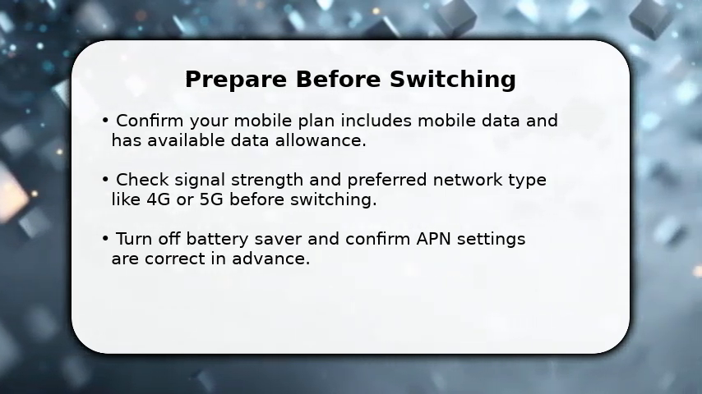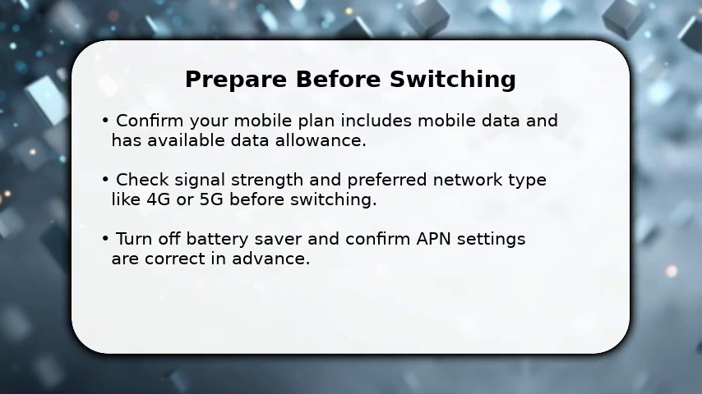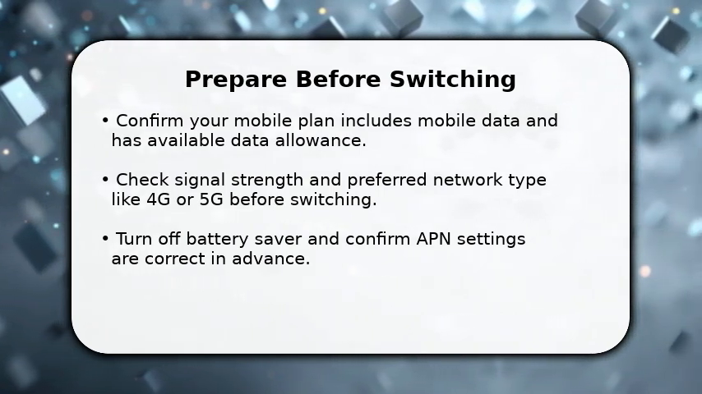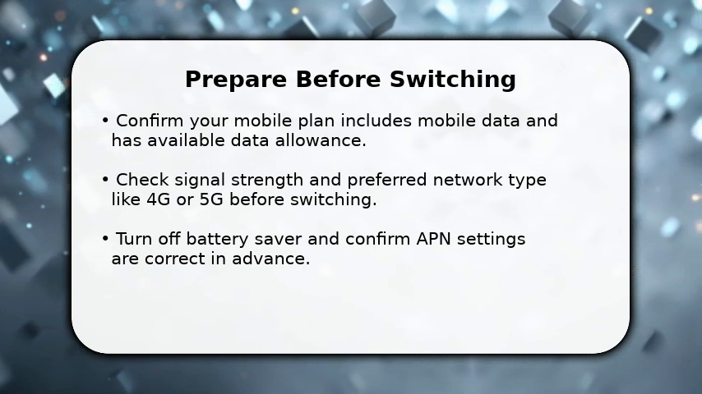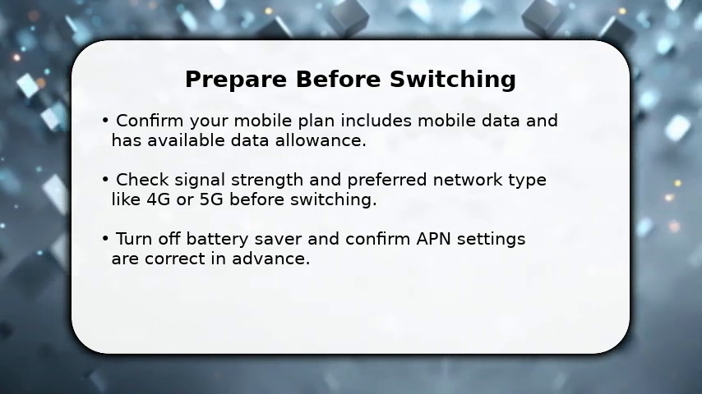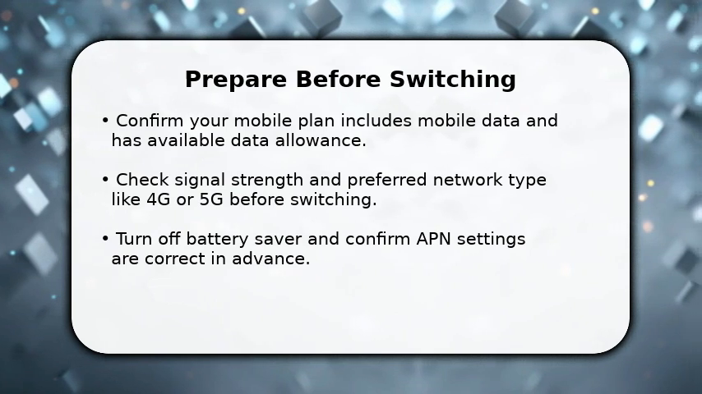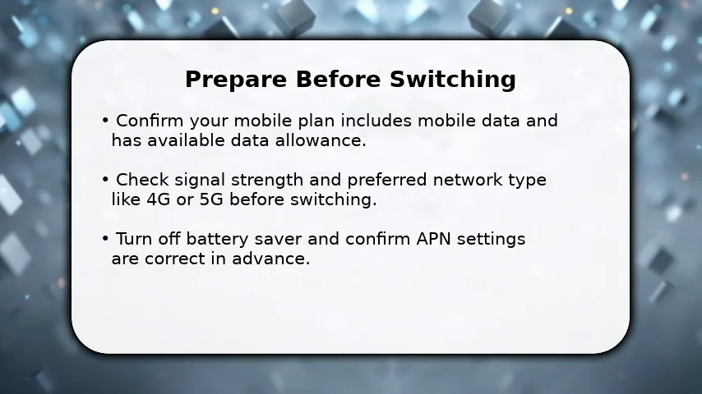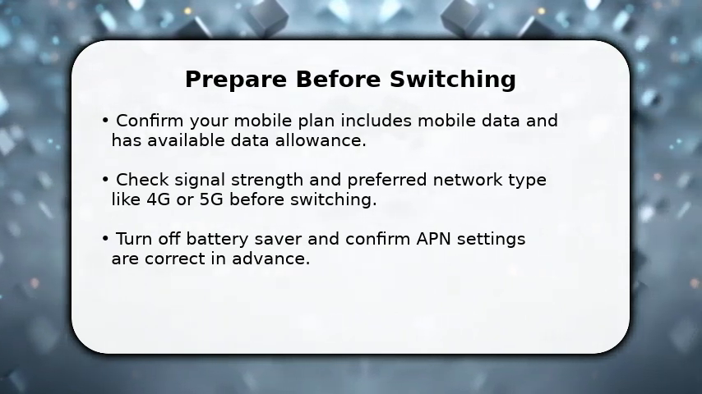Turn off battery saver because it can restrict background mobile data. Review APN settings to ensure your carrier's APN is active and configured correctly. Finally, note any data caps or limits to avoid unexpected charges on your bill.